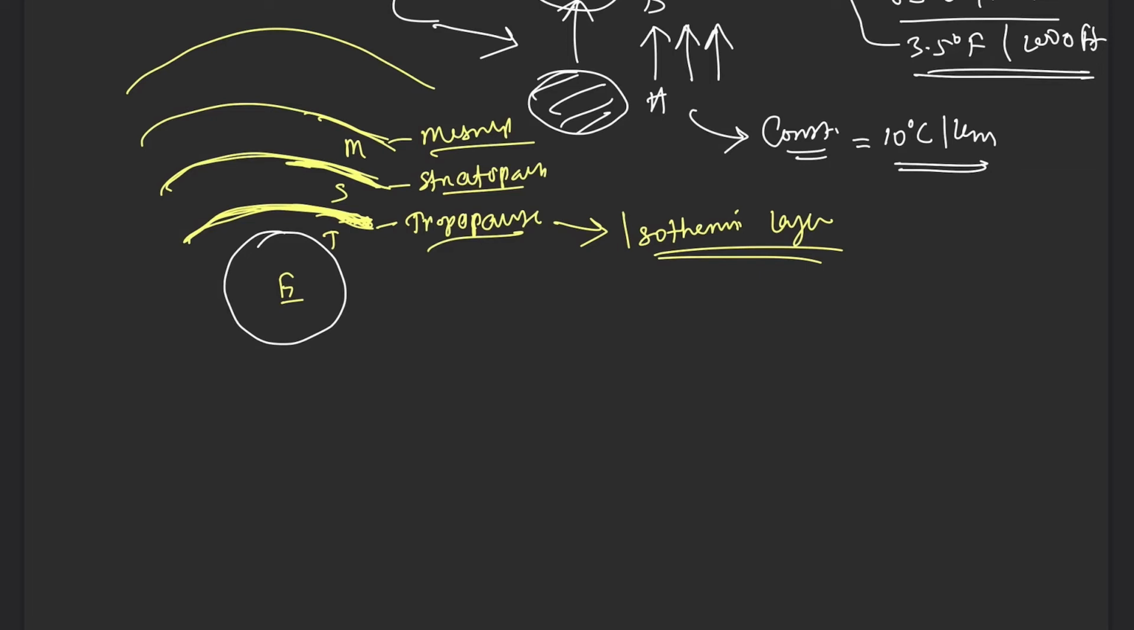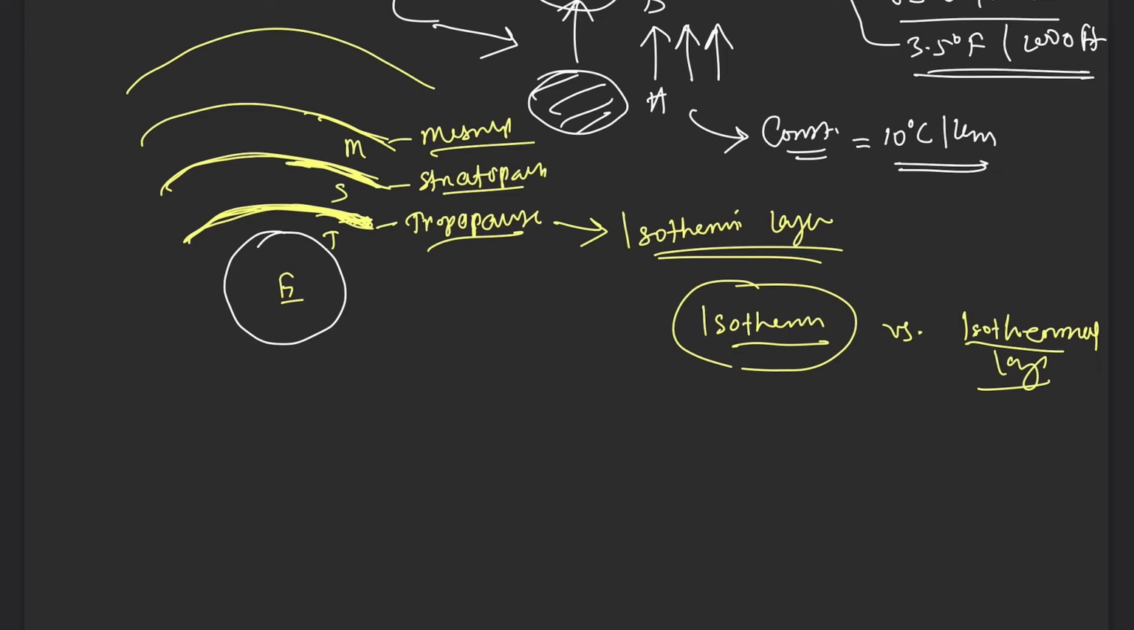So are we clear? There is a clear-cut difference between isotherm line versus isothermal layer. Isotherm is the horizontal temperature variation, if we connect a line between different places having equal temperature at a particular moment. What is the isothermal layer? That is the pause layer in the atmosphere. This is the isothermal layer. So are we clear?